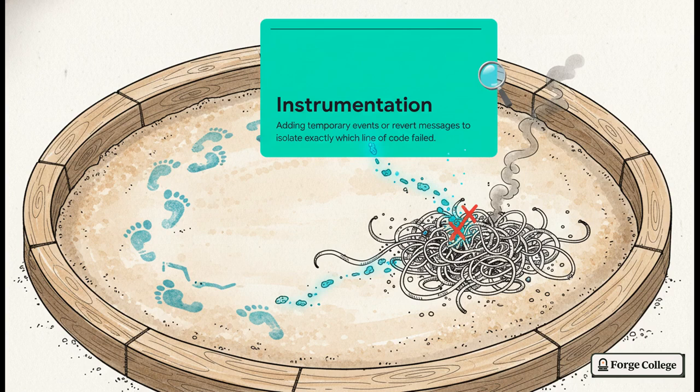See, when a transaction fails, it doesn't always tell you exactly where it failed. So by temporarily injecting custom events, or say highly specific revert messages into our code, like inserting a quick console log or a custom debug uint event, we're basically forcing the contract to leave a glowing trail of breadcrumbs right up to the exact line of code that caused the whole thing to crash.